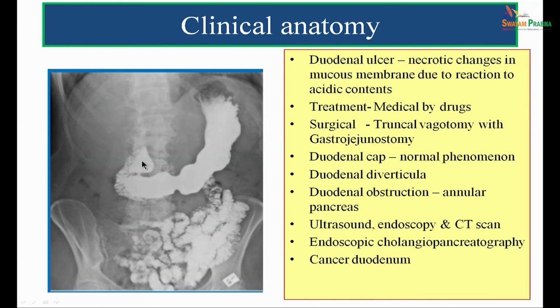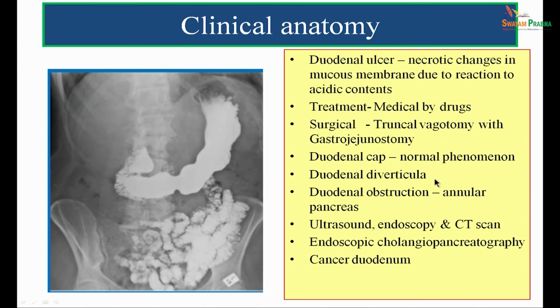This duodenal cap is formed by two factors. Number one is the absence of circular mucosal folds in the first part of the duodenum. Number two will be the pyloric part of the stomach is protruding or projecting into the first part of the duodenum. So, these two factors favor the formation of a duodenal cap, which is still said to be a normal phenomenon for all of us.